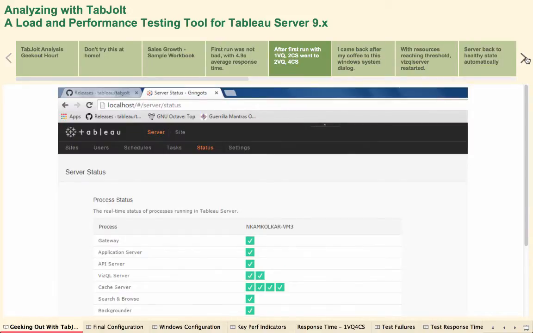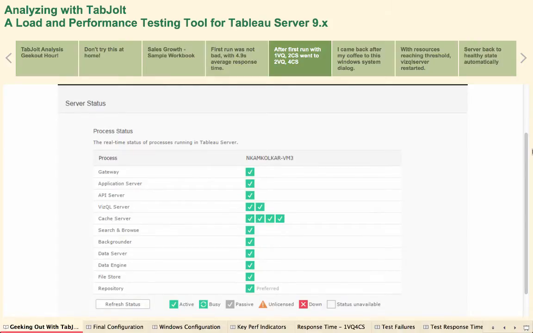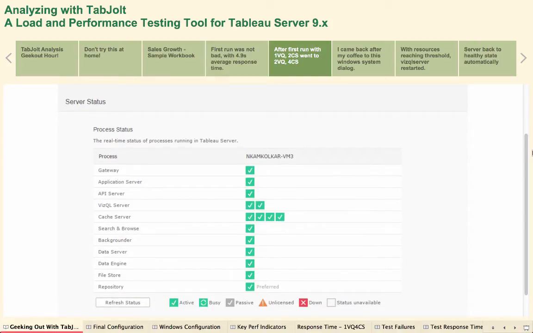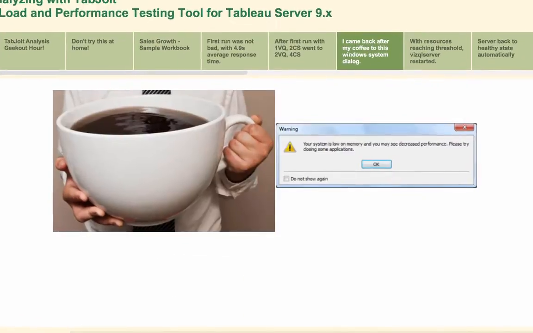After the first run with one BizQL and two cache servers, I decided to double it and see what happens. Here's the configuration of the server on my laptop once I doubled the number of BizQL and cache servers from where I had it at the beginning. So I doubled the configuration, started the load test with TabJolt, the same load test as before against the same workbook, and I went off to get a cup of coffee.